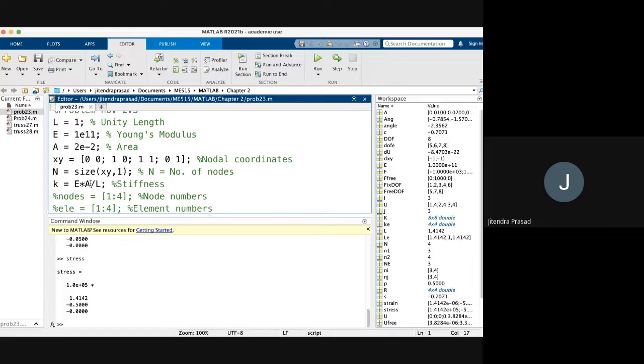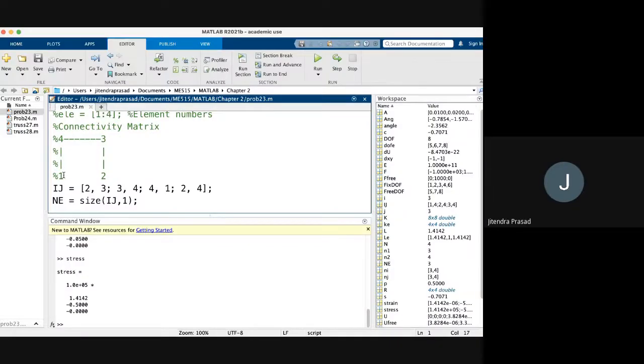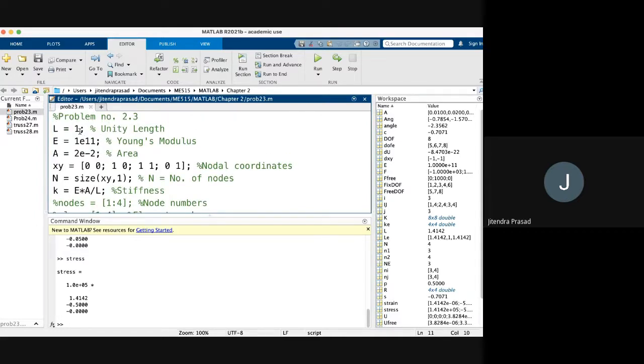And here the problem is like this. You have four nodes, number 1, 2, 3, and 4. Then there are members 1 to 4, 3 to 4, 2 to 3, and another member 2 to 4. At node 3, in the positive x direction, there is a force, and then you have to do the analysis. The values are given.